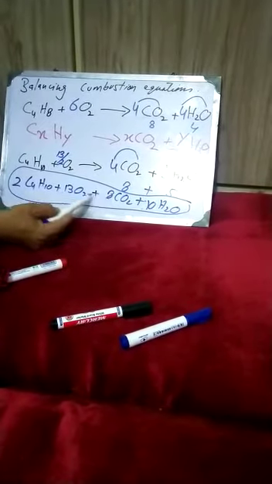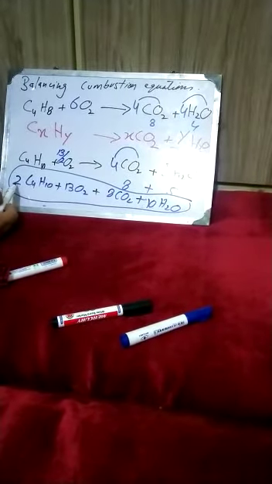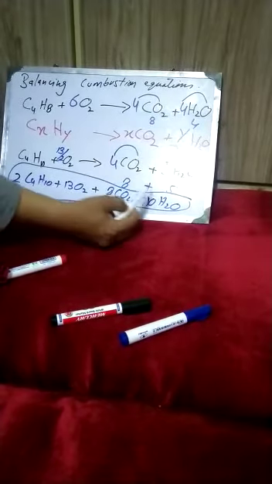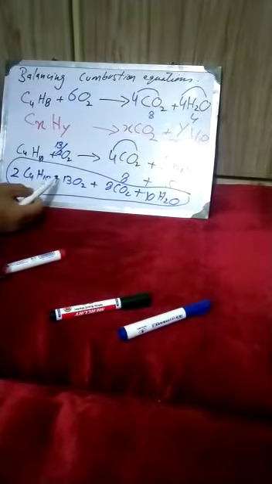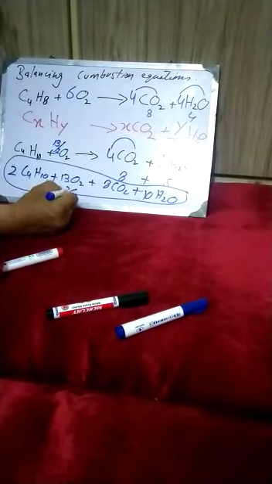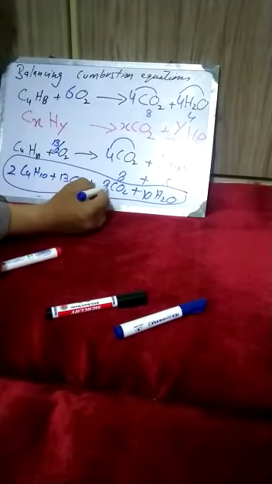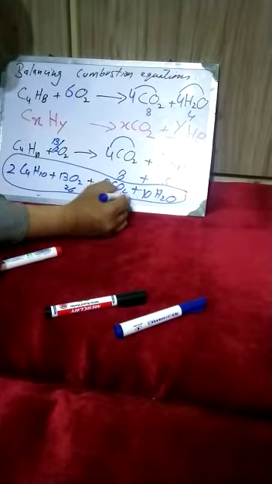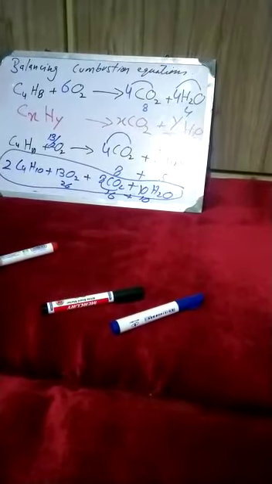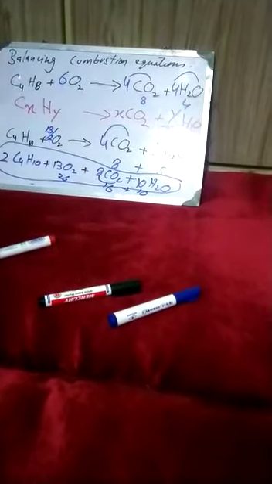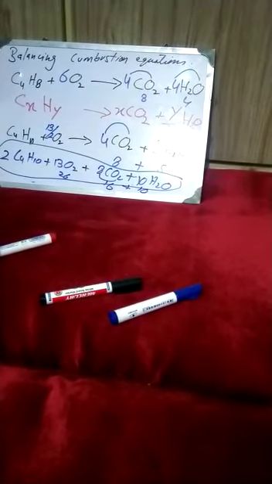4 twos are 8 carbon, 8 carbon dioxide. 10 twos are 20, 20 hydrogen atoms on the left side and 10 twos are 20 on the right side. 13 twos are 26 oxygen atoms. Count here: 8 twos are 16 plus 10 oxygen in water molecules, it will be 26. This is how you balance them.